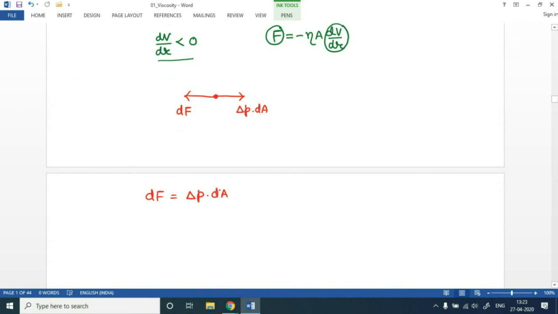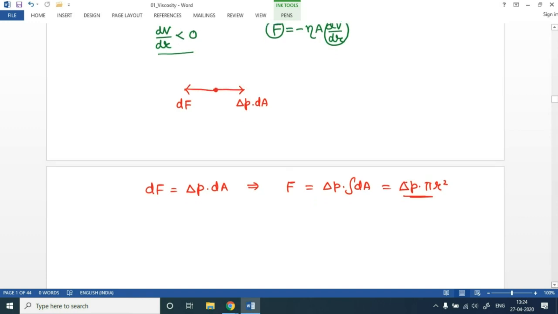When you integrate both sides, what you will get is simply F is equal to delta P and the integral of dA, and the integral of dA would be nothing but pi r square. So delta P into pi r square. This force we have got. Once we have got this force, now we can find out the velocity profile, because according to the law of viscosity, we know about this force.